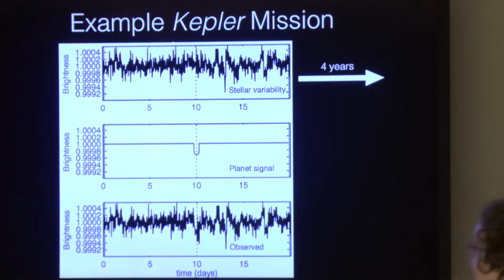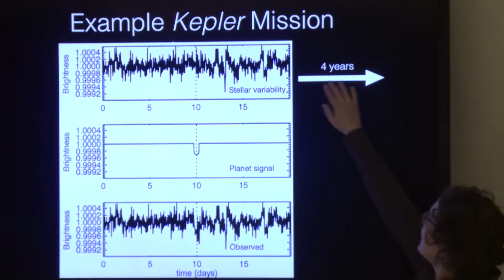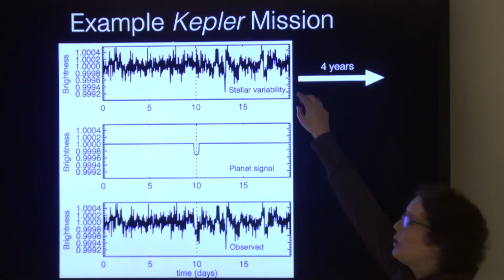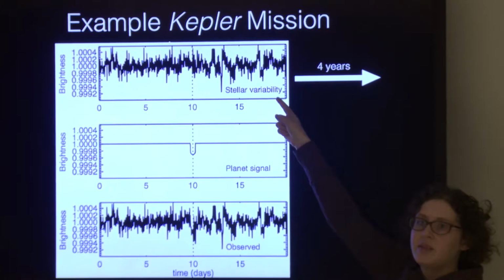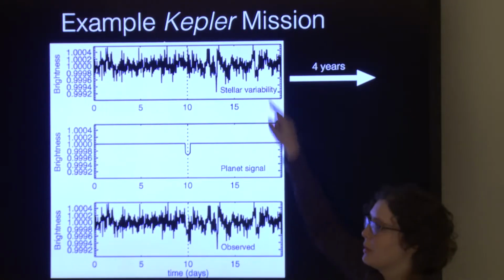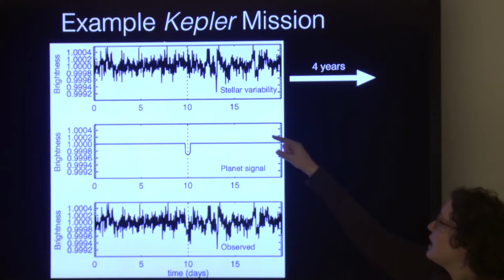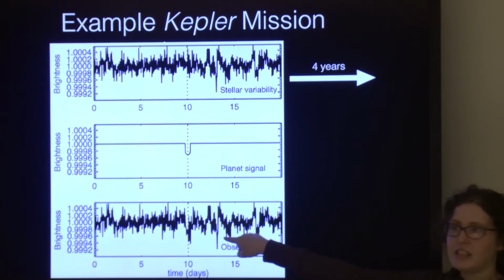So here's an example data set from the Kepler mission, except that this goes on for 4 years. This is just like a zoom in for tens of days. There's stellar variability happening. There's like spots and other stuff going on the stars. Here I've taken a planet signal and injected it into the time series.